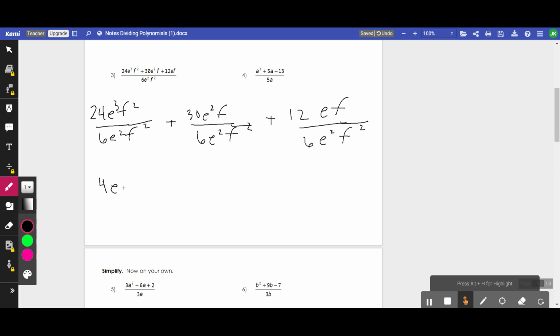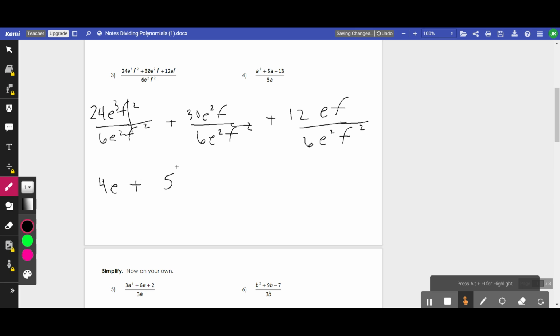And then your f's there, you're dividing the f squared by the f squared. Pretty much those two will cancel because you wouldn't have any f's left. And then you can simplify your next fraction. So you can simplify the 30 over 6. So that'd be 5 over 1 there then. So I'll put the 5 first here.